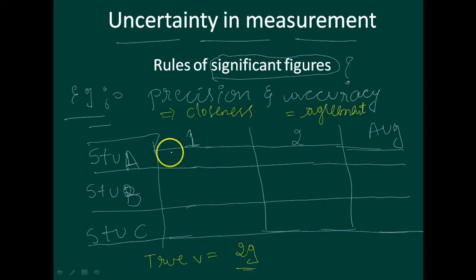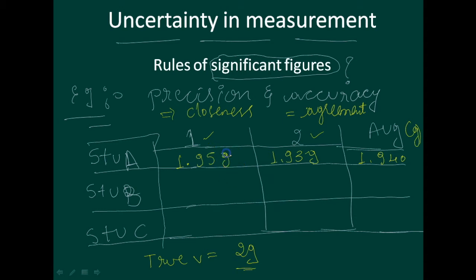First consider student A, who takes two measurements and reports the results 1.95 gram and 1.93 gram. As the average, how much is he getting? 1.940 gram. So in the first experiment he is getting this.